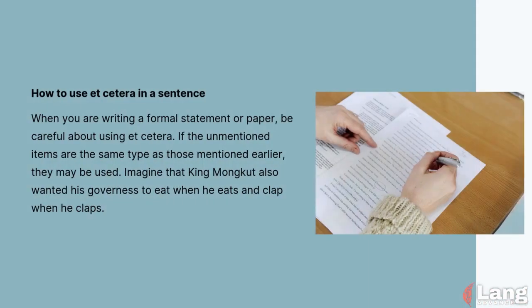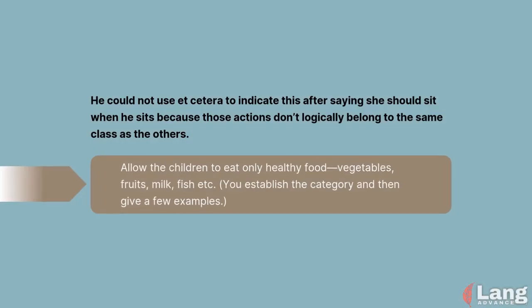How to use etc. in a sentence. When you are writing a formal statement or paper, be careful about using etc. If the unmentioned items are the same type as those mentioned earlier, they may be used. Imagine that King Mongkut always wanted his governors to eat when he eats and clap when he claps. He couldn't use etc. to indicate this after saying she should sit when he sits, because those actions don't logically belong to the same class as the others.